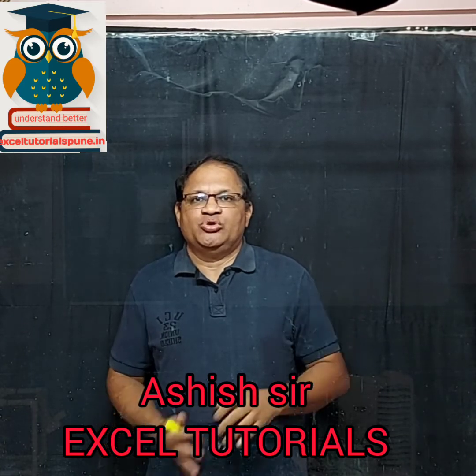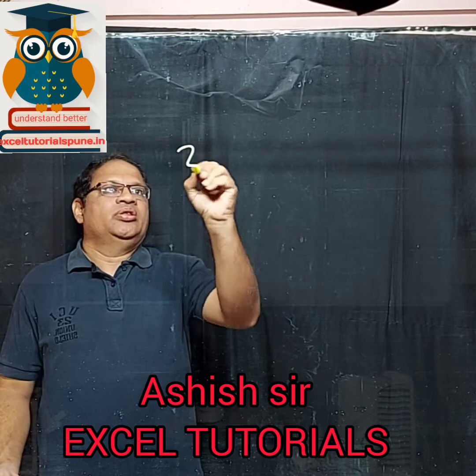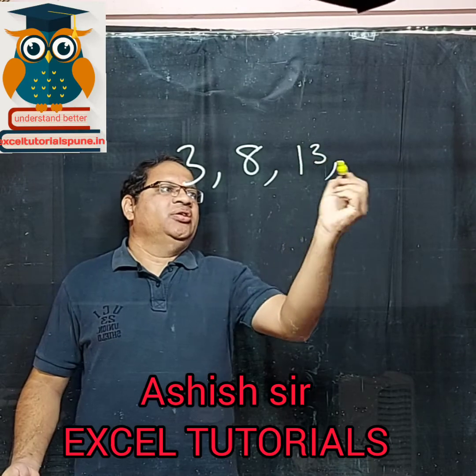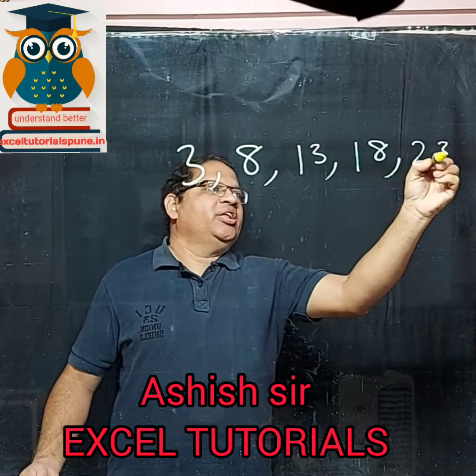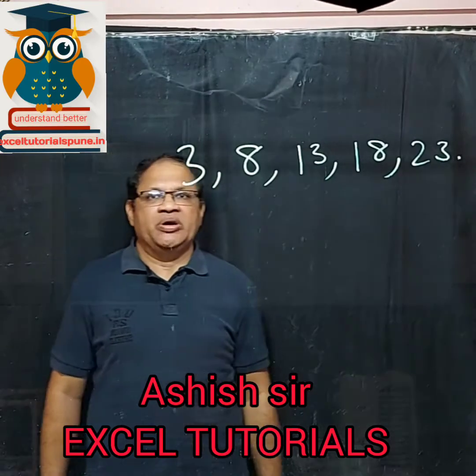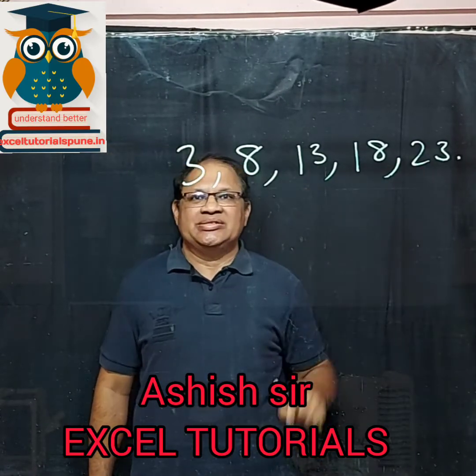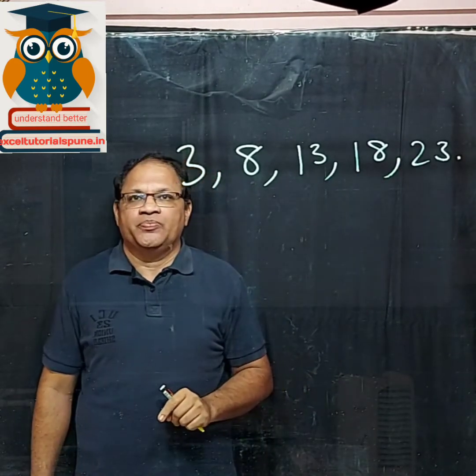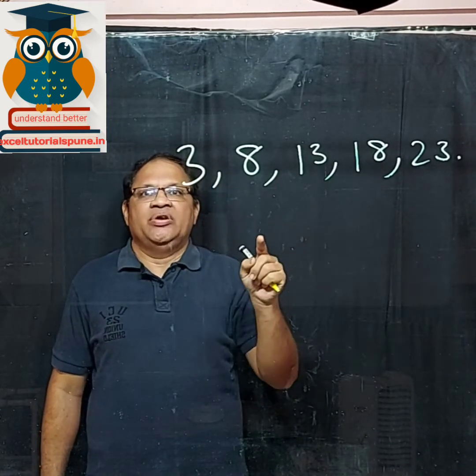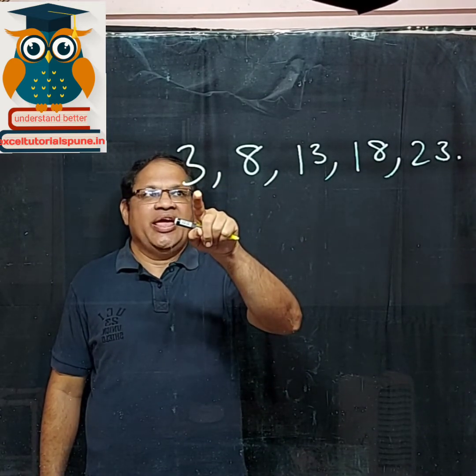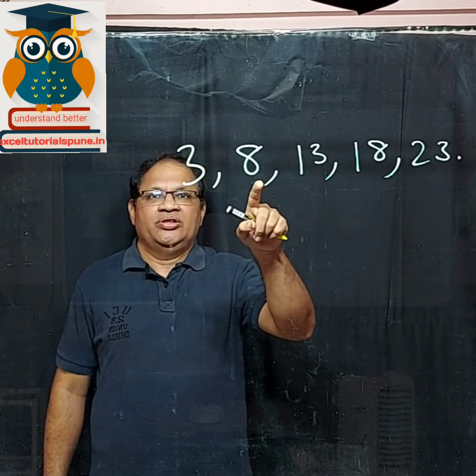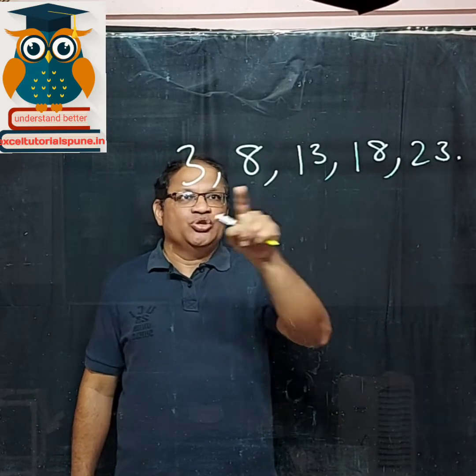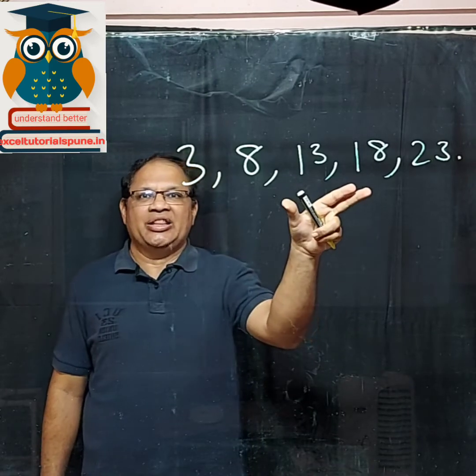So supposing you have these numbers like this: 3, 8, 13, 18, 23. Now just look at these numbers. They are in a sequence. How do you know? Because each number is increased by a certain number, and that gives you the next number. Like 3 plus 5 is how much? 8. 8 plus 5 is how much? 13. 13 plus 5 is how much? 18. 18 plus 5 is how much? 23. So they are in arithmetic progression.